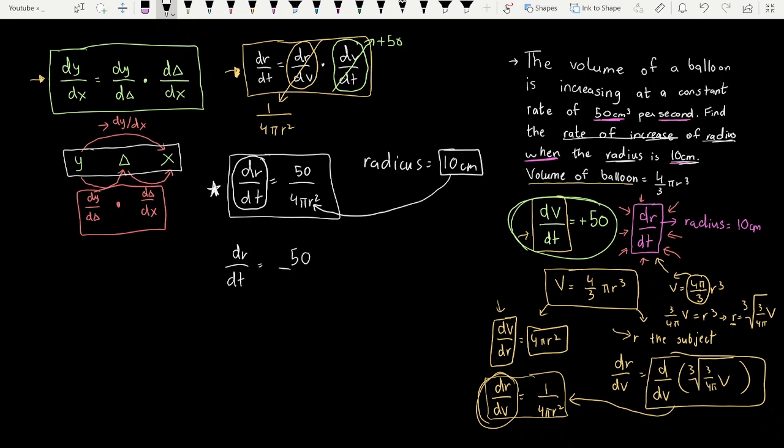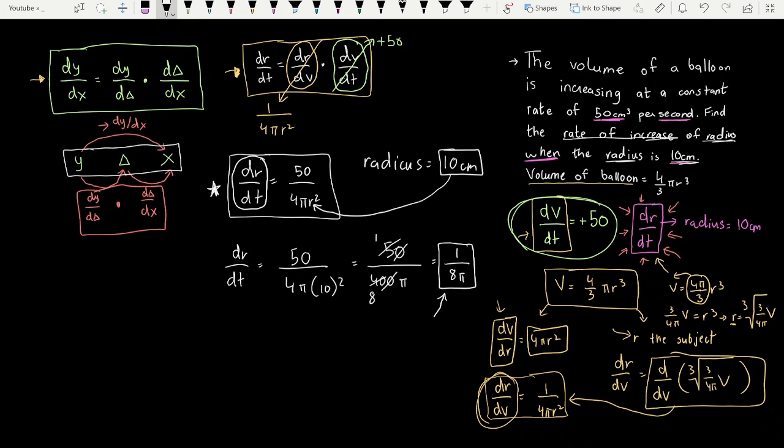So this is going to be 50 over 4 pi 10 squared. And so we can simplify this a little bit. So this is going to be 50 over, 10 squared is 100, 100 multiplied by 4 is going to be 400 pi. And then this 0 can cancel out this 0, and it's going to be 5 times 1 is 5, and 5 times 8, I believe, is 40. So it's going to be 1 over 8 pi. And you can put this in your calculator and solve this out, it's going to give you the answer. But this is the rate of change of the radius at that instant where the radius is equal to 10 centimeters.